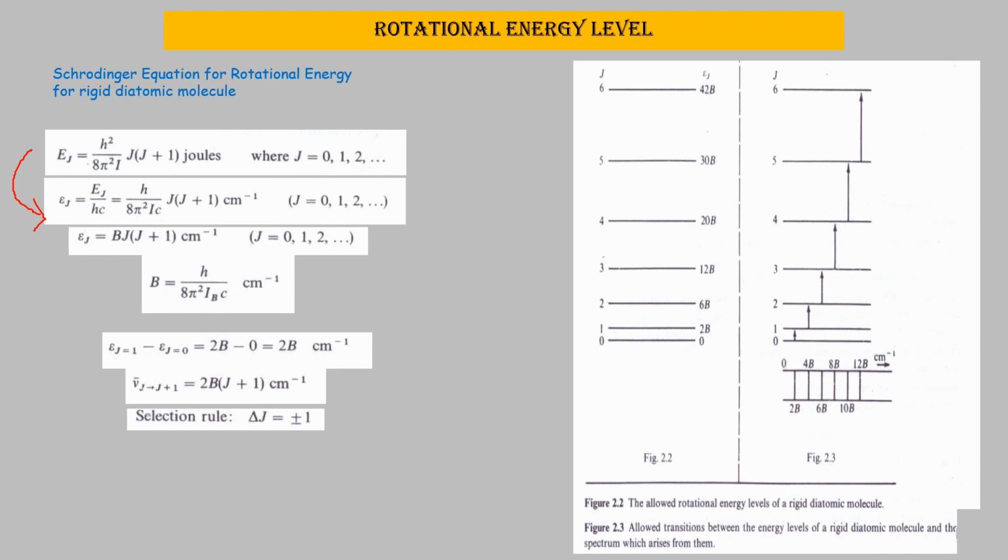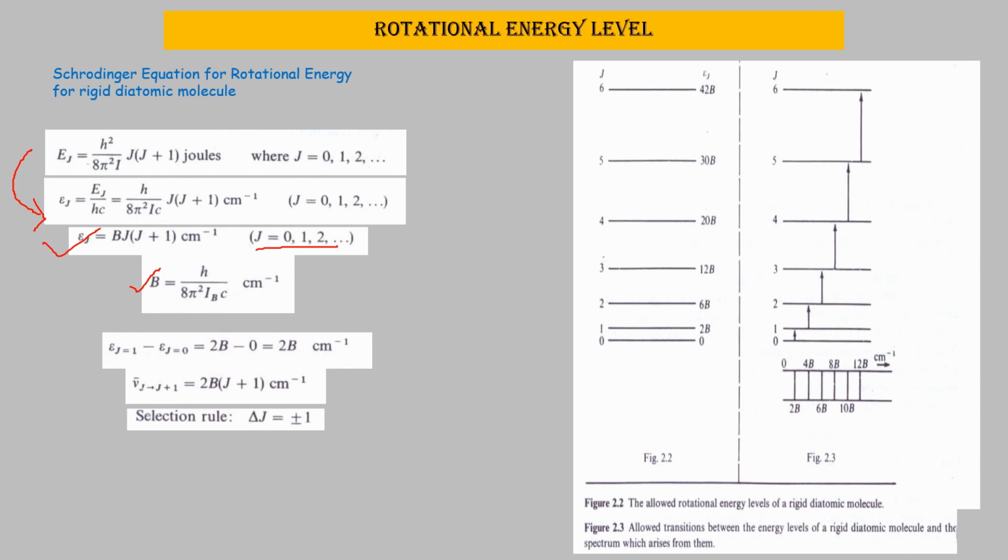we are going to get epsilon j equals B into J plus 1, where B is the rotational constant, which is nothing but h by 8 pi square I c, where c is the speed of light, h is Planck's constant as we have discussed earlier, and J varies from 0, 1, 2, as J is an integral number and it can increase from 0 upward. From this equation, we can show the allowed rotational energy levels of a diatomic rigid rotor molecule.